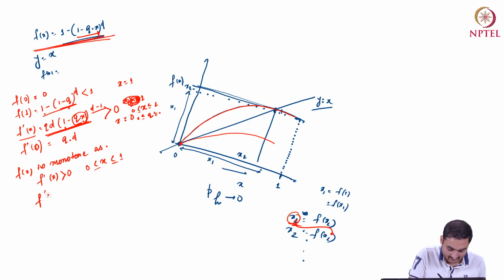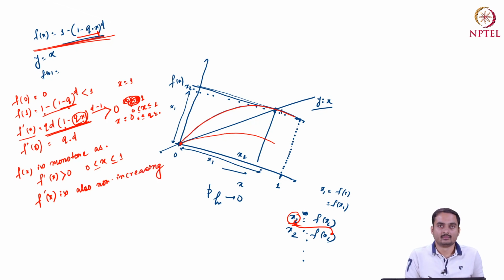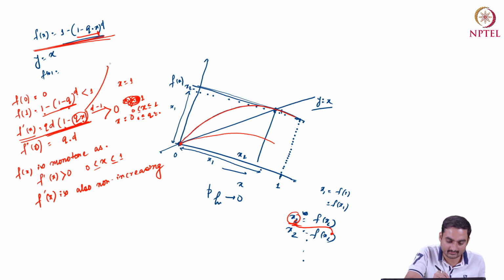So f dash x is also non-increasing. What does it mean? Say, look at this one, okay? Say x equals to, with the increase of x, so let's say x equals to 0.5 and x equals to 0.9, okay? X equals to 0.5 and let's say q equals to some number, okay? Let's say q equals to 0.5, okay?